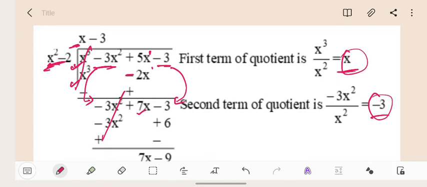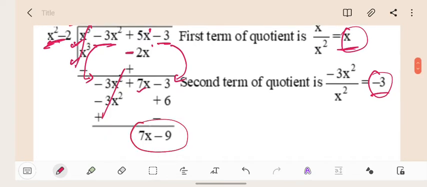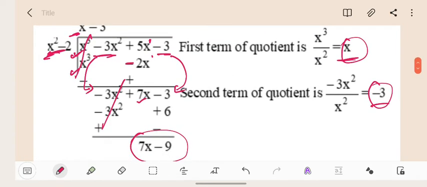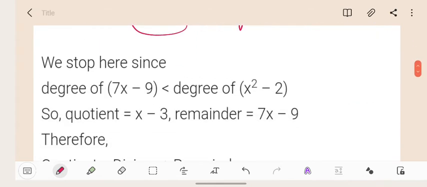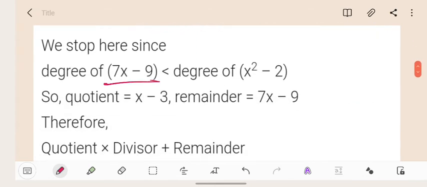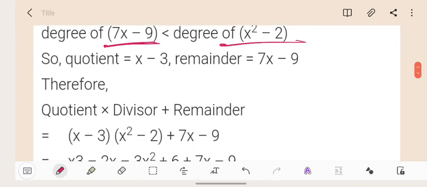This is the way to solve the question. Now you got the remainder as 7x minus 9. Now check the degree of the remainder. The degree of r of x is less than the degree of g of x. So we stop our process here, and then we try to verify whether the solution which we have done using the long division method is correct or not. So the degree of 7x minus 9, which is the remainder, is less than the degree of x squared minus 2. So the quotient is x minus 3 and the remainder is 7x minus 9.